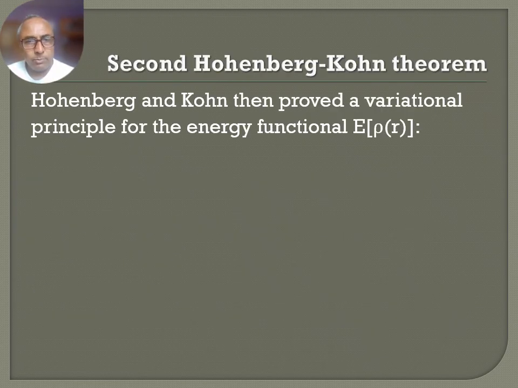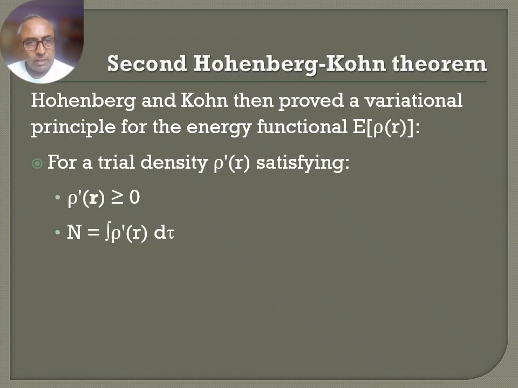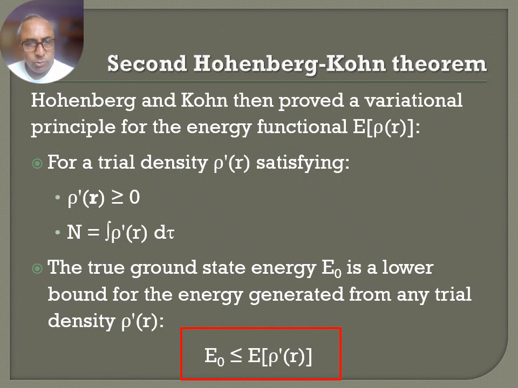Hohenberg and Kohn then proved a variational principle for the energy functional E of rho of R, which is known as the second Hohenberg-Kohn theorem. That is, for a trial density rho dash of R, which is everywhere greater than or equal to 0 and which integrates to the total number of electrons n, the true ground state energy E0 is a lower bound for the energy generated from this trial density rho dash of R. That is, E0 is always less than or equal to E of rho dash of R.